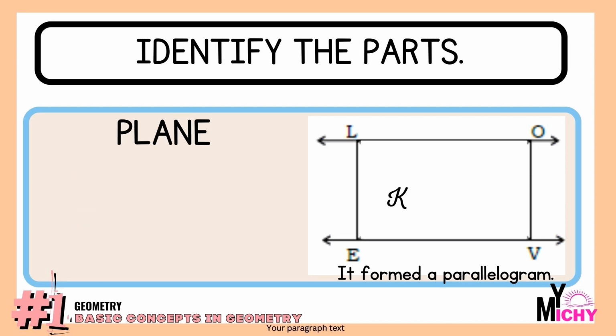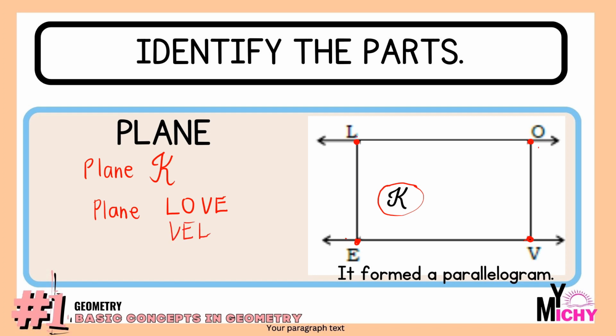Okay, so we have two ways on how to write a plane. The first one, using one letter, we have plane K. We also write that in cursive. Next, using the points of the plane, you have plane LOVE. We can also write that as VELO, or we have ELOV. Plane VELO, plane ELOV.